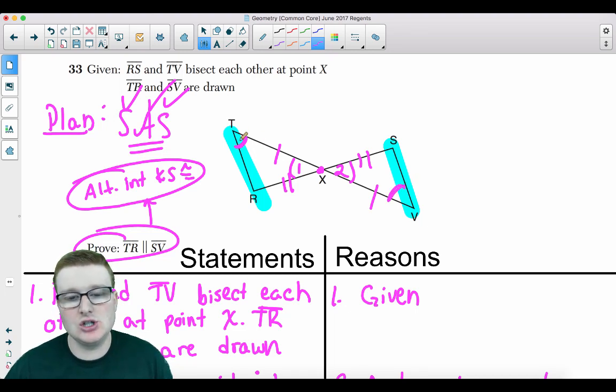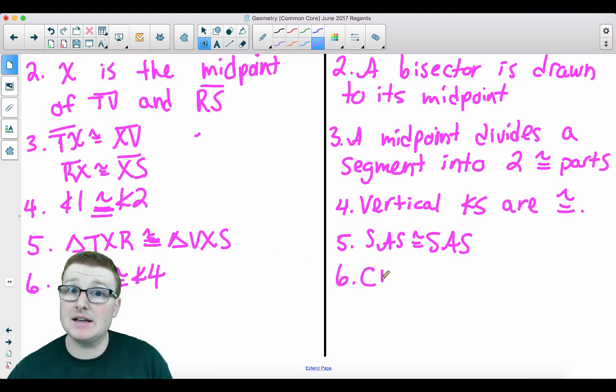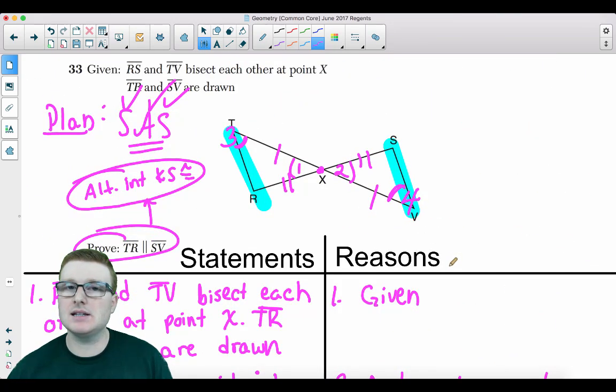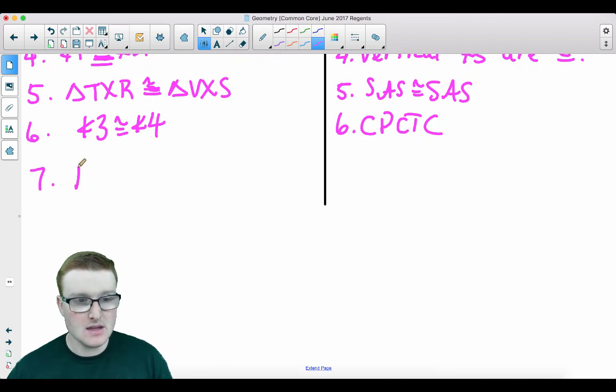So I'm going to label these 2 angles, which are corresponding to each other, as angle 3 and angle 4. So number 6 is going to be that angle 3 is congruent to angle 4. Well, why did I just prove that? By CPCTC, corresponding parts of congruent triangles are congruent. Basically saying if you have 2 identical copies of the triangle, everything that's corresponding to each other is equal to itself.